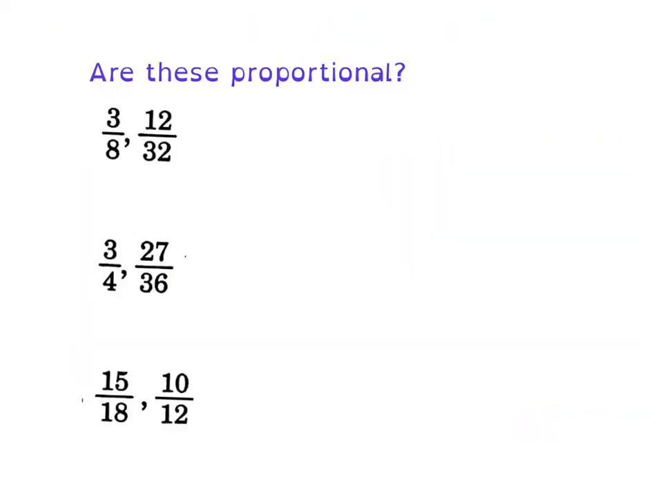Is the first one proportional? Yes, it is. Because if we are checking to see if things are proportional, we want to know if their cross products are equal. 8 times 12 is 96. We want to know, is this equal to 3 times 32, which also is 96? So the answer is yes. Yes, indeed. They are proportional.